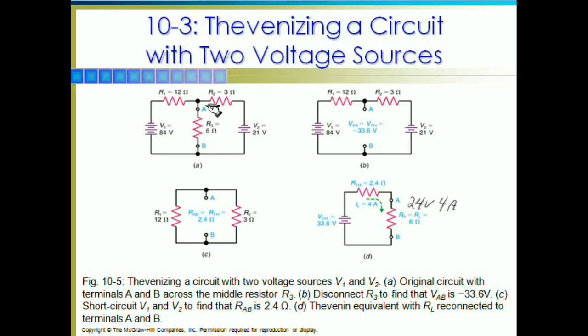So that's taking this circuit and we reduced it down to this right here. It's a lot easier to analyze this at a glance than it is to analyze this just all by itself. Oh, but wait, there's more.